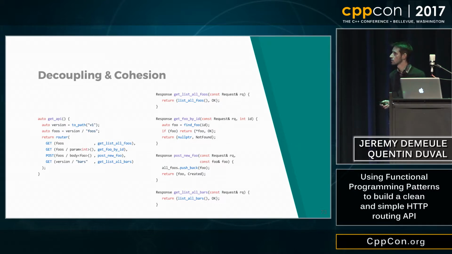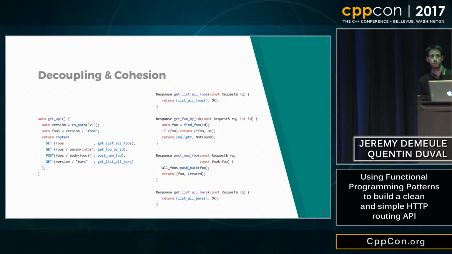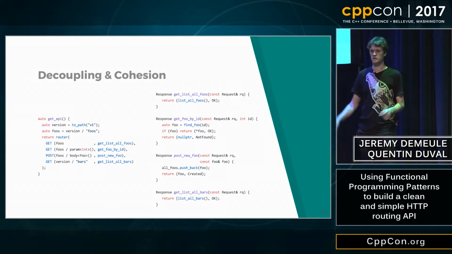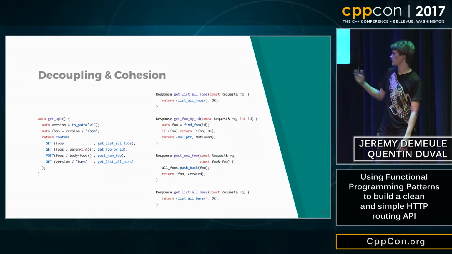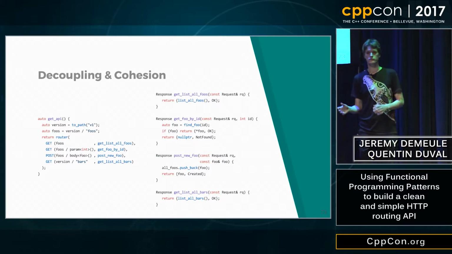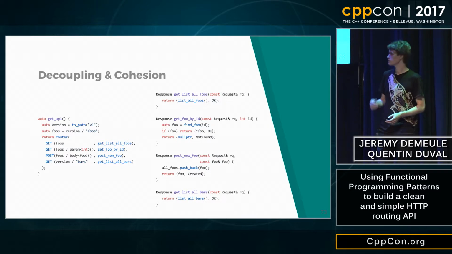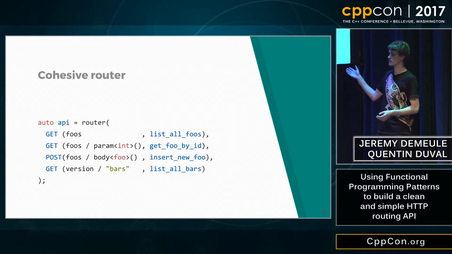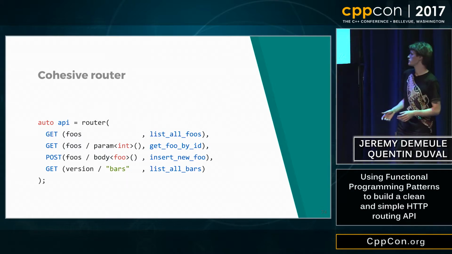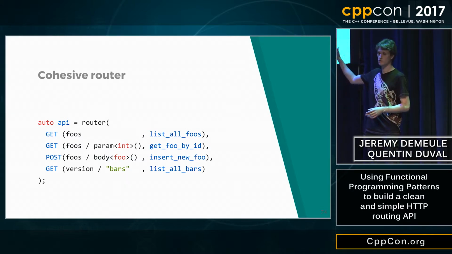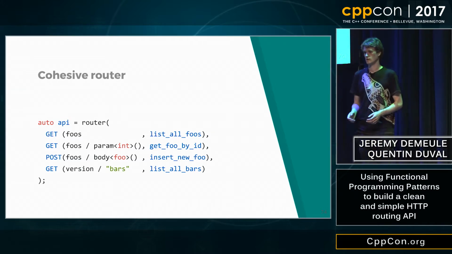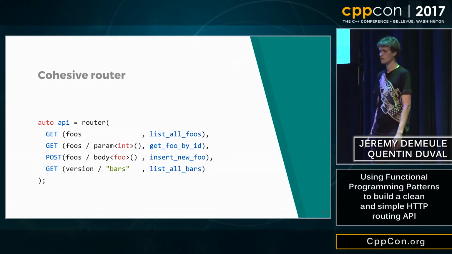Now, if we go back to the code, we can look at the shape of the code and see that it's split in two, basically. So we have the left part, which is the router, and we have the right part in which we put all the handlers. If we zoom on the router, this is what we get. So it's concise, it's pretty readable, and it defines all the routes that we have inside our server. This is how we get the cohesion.